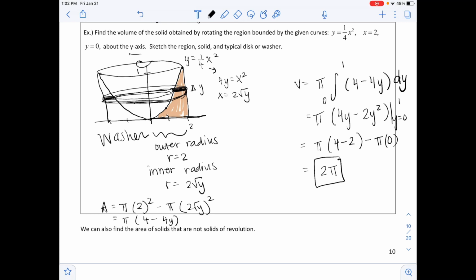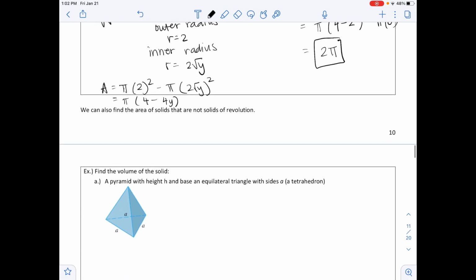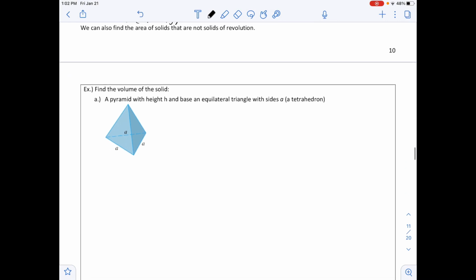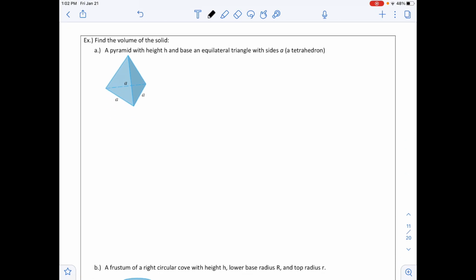So it also says down below, we can find the area of solids that are not solids of revolution. So the example right below this, we're going to go ahead and work on together in class.